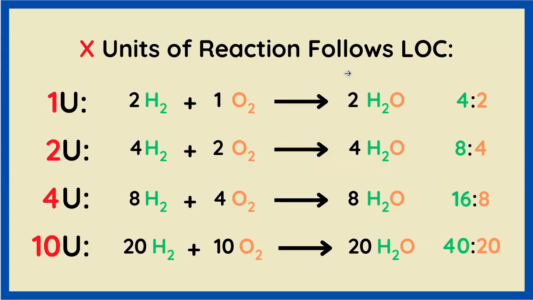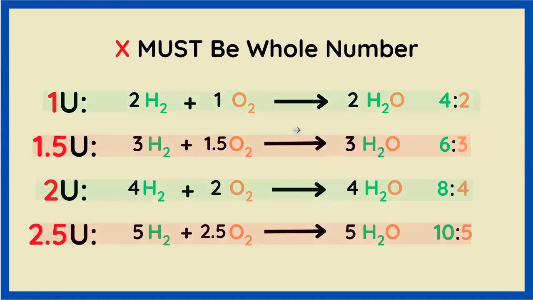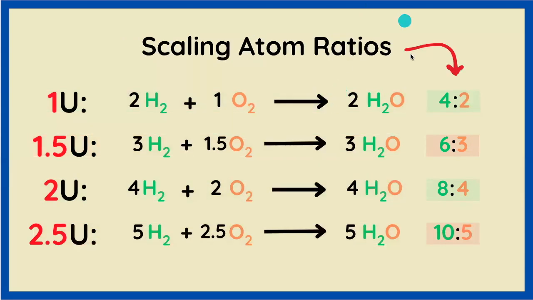If we go back to this slide, everything is simply scaled from one unit of reaction: the number of each molecule, the coefficients, and the number of each atom, respectively. However, just as we can't have a fraction of a molecule, we can't have a fraction of a unit of reaction. We can't have 1.5 units of reaction or 2.5, so we must have a whole number worth of units of reaction. And that's very interesting because it creates an alternation of acceptable and unacceptable combinations of atom counts. 4 and 2 works, 6 and 3 doesn't work, 8 and 4 works, 10 and 5 doesn't work.